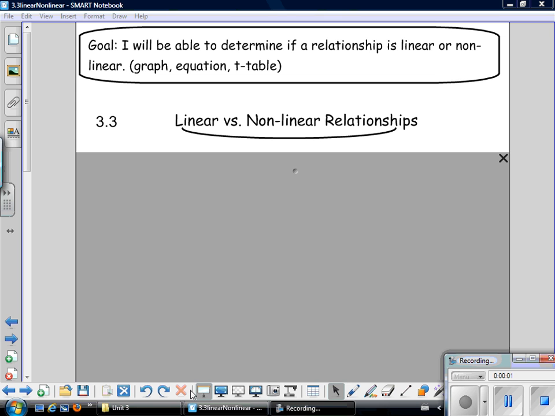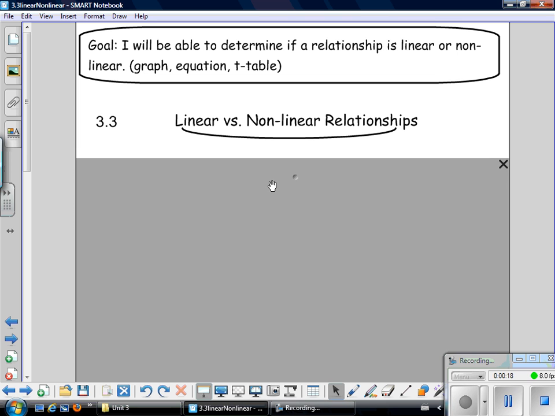Right, a goal for today is I will be able to determine if a relationship is linear or nonlinear, and we're going to be able to do that whether we have a graph, equation, or a t-table. Okay, so section 3.3. Our title: linear versus nonlinear relationships.